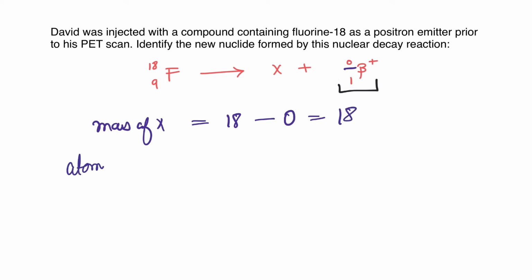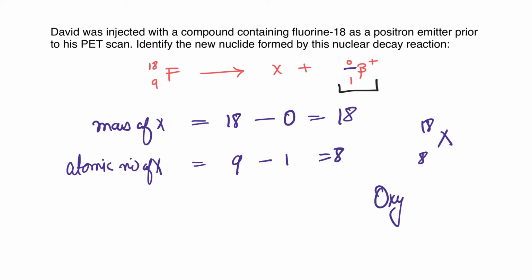Now let's go for the atomic number. Atomic number of X, once again, 9 minus 1, that is 8. So you're looking for an element which has a mass of 18 and the atomic number 8. Now you know the atomic number 8 is oxygen, right? So that's your answer. So we have solved 3 very simple problems, and I am very sure you are ready to be challenged with a new one, right?